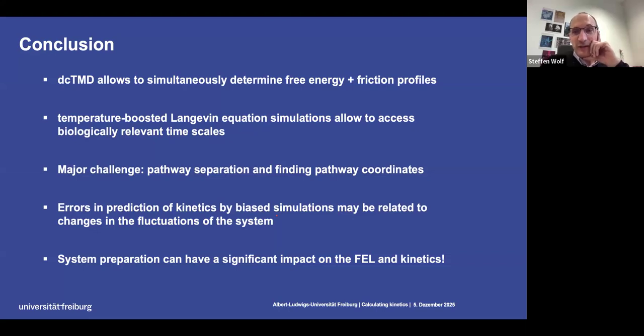The major challenge that we face when we want to predict especially unbinding rates of ligands from proteins is that we need to find, first of all, the pathways that the ligands take out of the protein, and B, the crucial collective variables that describe these pathways, and that the respective errors that we make here are based on changes of the fluctuations in the system coming just from the unbinding, and that we need to be aware that there is a certain error margin that we always face.